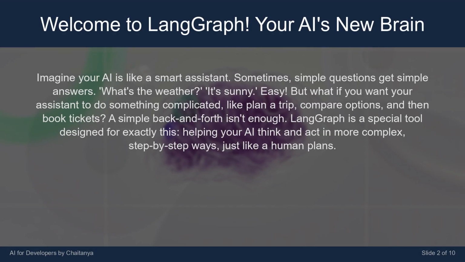Imagine your AI is like a smart assistant. Sometimes, simple questions get simple answers. What's the weather? It's sunny. Easy. But what if you want your assistant to do something complicated? Like plan a trip, compare options, and then book tickets? A simple back and forth isn't enough. LangGraph is a special tool designed for exactly this, helping your AI think and act in more complex, step-by-step ways, just like a human plans.